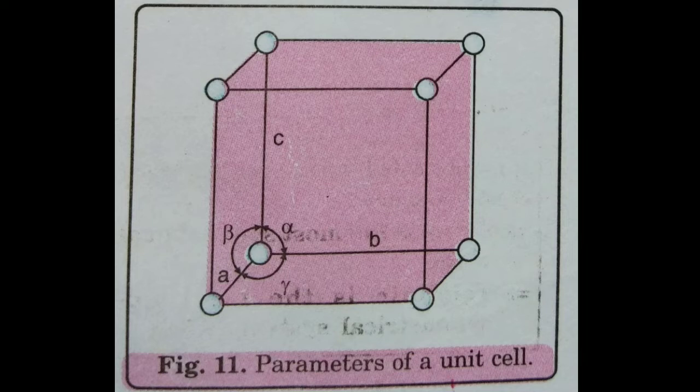The angle alpha is between the edges B and C. The angle beta is between the edges C and A, and angle gamma is between the edges A and B. Thus, a unit cell is characterized by 6 parameters: A, B, C, alpha, beta, and gamma. The parameters of a unit cell are shown in figure, as you can see on the screen. The complete crystal lattice can be obtained by extending the unit cell in all the three directions.